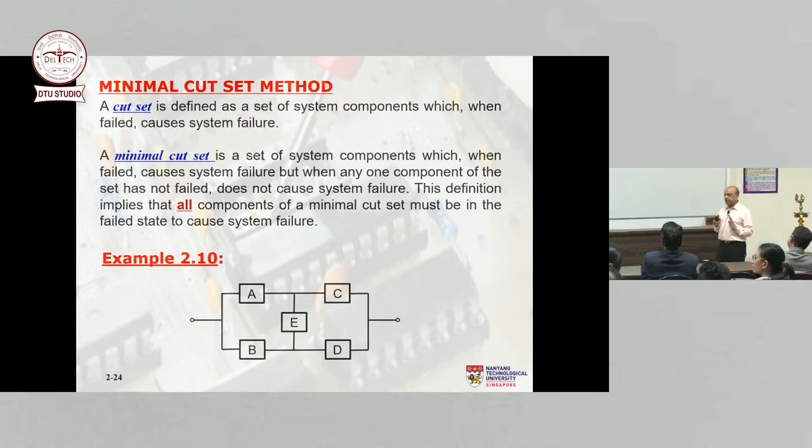But we are not so interested in just a cut set. We are interested in a minimal cut set. So what is a minimal cut set? It is a set of components which, when failed, will cause system failure, but if any one component has not failed, does not cause system failure. I give you an example here. A and B, if they fail, this system will fail. This is the input, this is the output, right? So if A and B fail, everything fails. Now I ask you a question. If A, E and B fail, what happens?